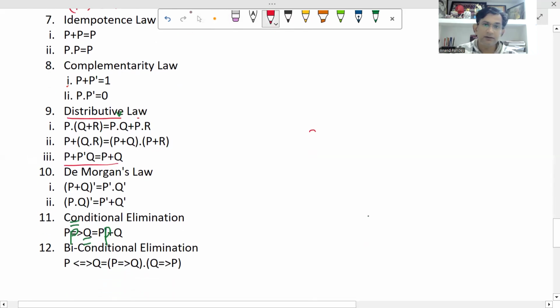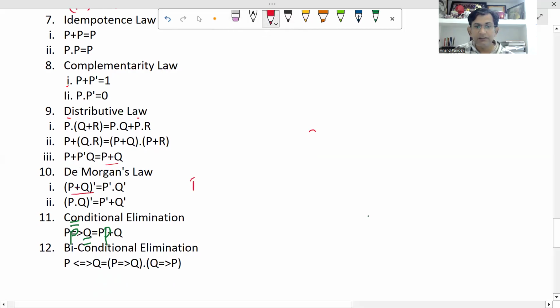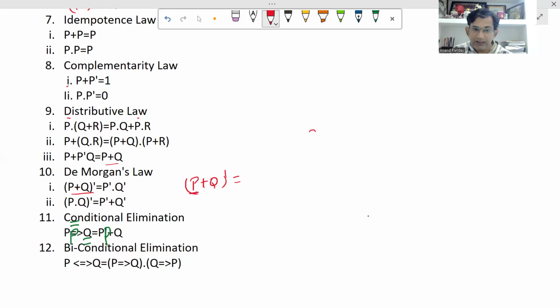De Morgan's law. Here it is used for the complement, the "holds as" on any Boolean expression. So you can see the complement of P plus Q holds as: the complement of the first term, complement meaning by dash, negation, whatever you want to say, plus will be converted to dot, and the complement of the second term.